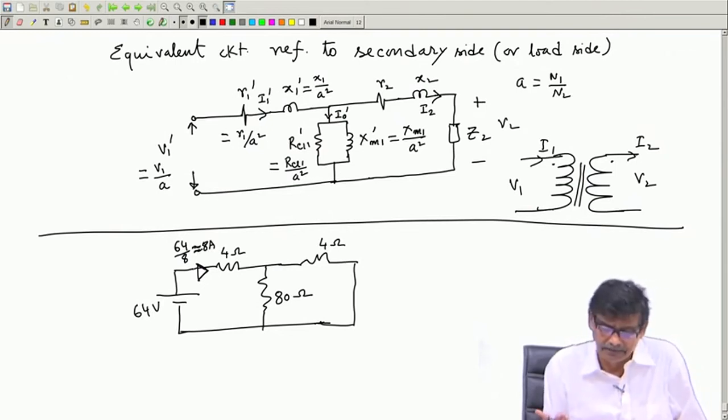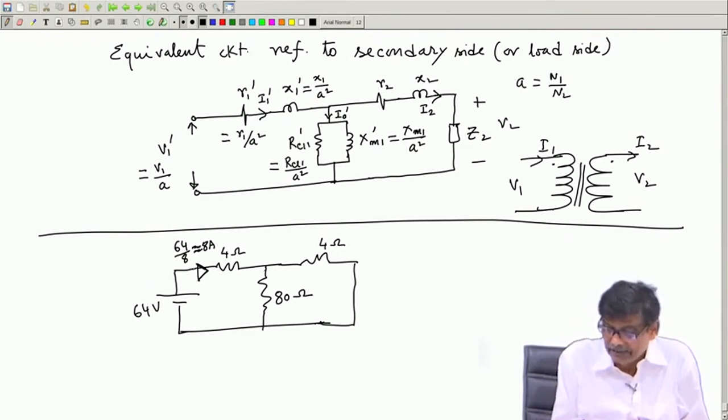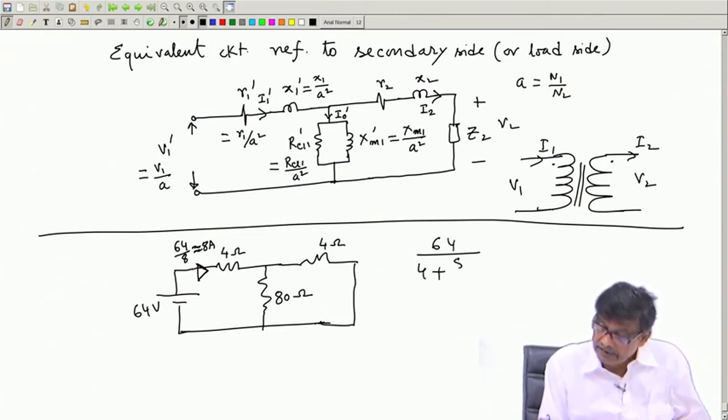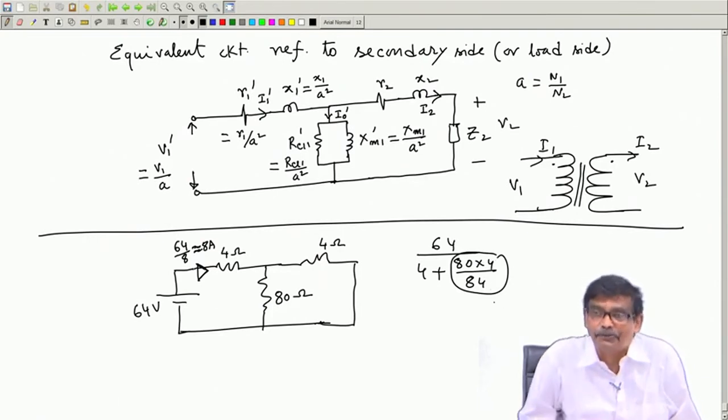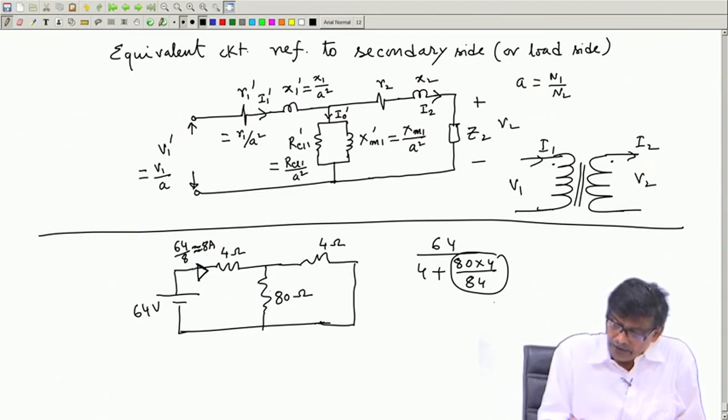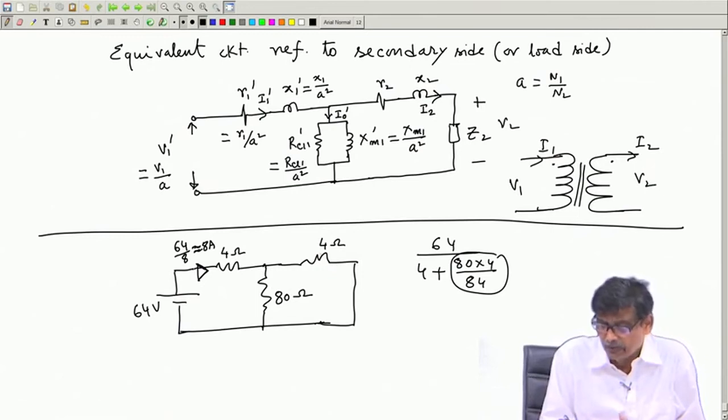Looking at the circuit, you can say this current. Why? Because this parallel resistance is 20 times higher than this one. You solve it, 64 divided by 4 plus 80 into 4 by 84. This quantity is close to 4 only, 80 by 84 is 0.99 something. And we always know the equivalent resistance of a very high resistance and a low resistance in parallel is of the order of the low resistance itself.